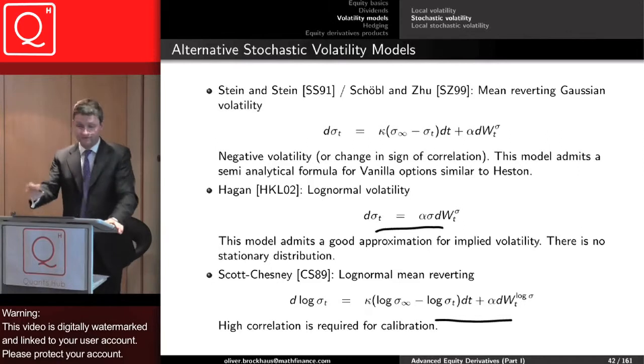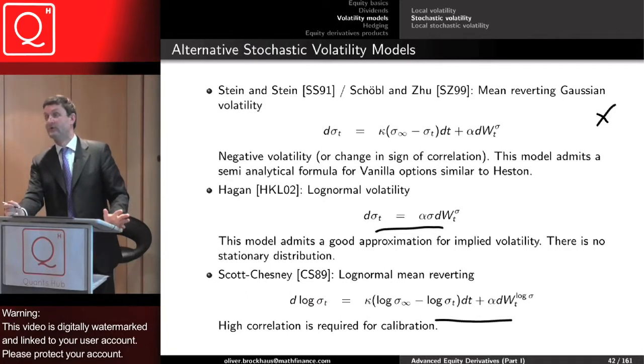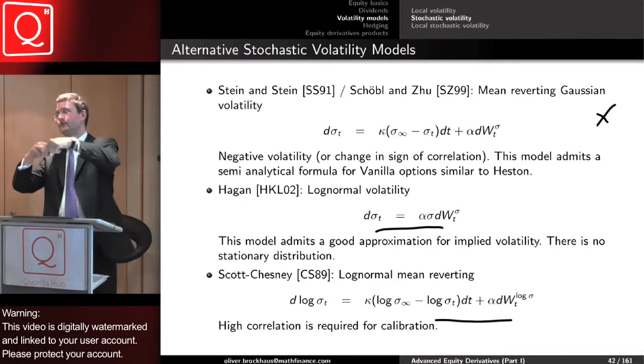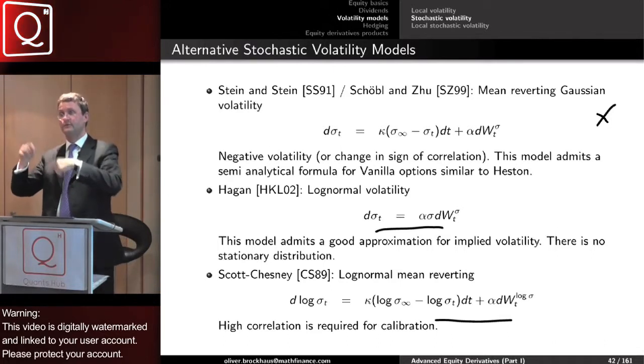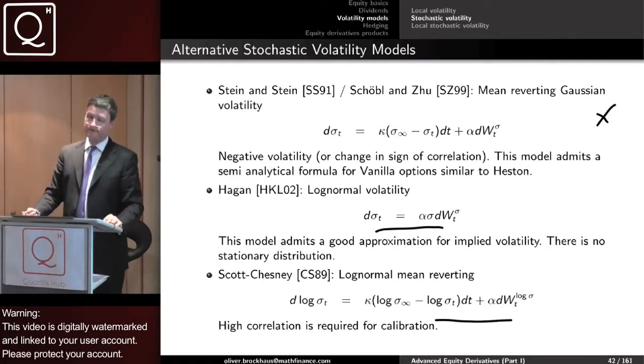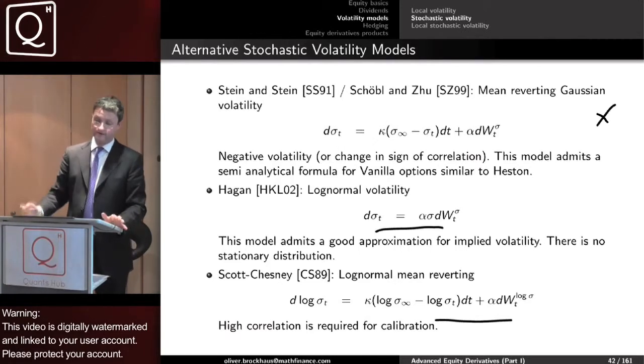For example, the Stein and Stein, that's a model which is actually a bit overlooked. It has negative vols, which you might not like. But in a way, when it gets negative, you just flip it over. So it kind of reduces the correlation, because now it just goes the other way around. But the model has as easy analytics as Heston. So it's actually quite useful to look at this as a variant.